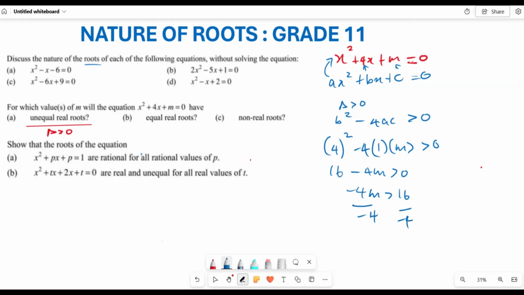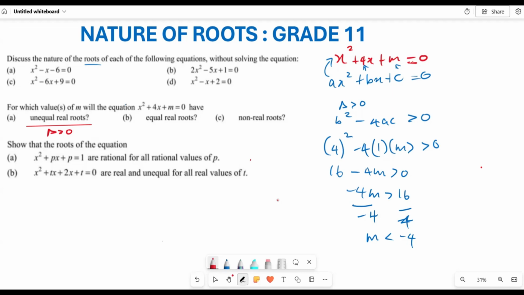I want you to take note that whenever you divide an inequality by a negative, the sign changes, which means your m is going to be less than negative 4. Altogether, the value of your m in this particular case is going to be less than negative 4. So basically that's what you are going to have in here. Is this negative 4? This is actually going to be positive 4.